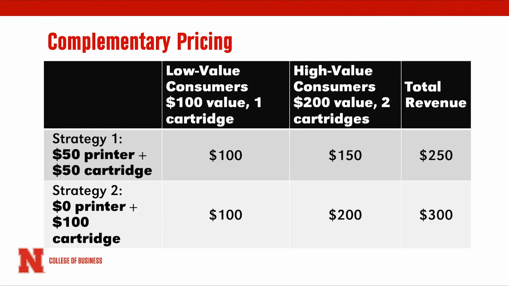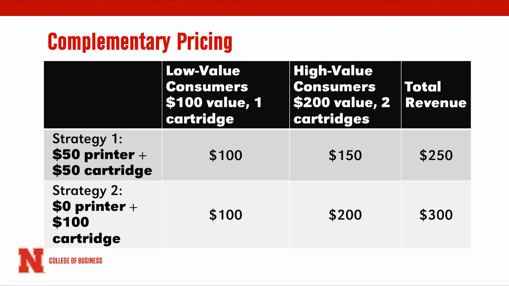Now, let's consider 2 pricing strategies. Strategy 1 would be to charge $50 for the printer and $50 for the cartridge. Strategy 2 would be to give the printer away, charge $0, and charge $100 for the cartridge. We're starting our analysis of the pricing strategy here looking at the low value customer, and very frequently when dealing with price discrimination, especially indirect price discrimination, we start out with the low value customer and establish the pricing strategy for that customer before moving on to the high value customer.